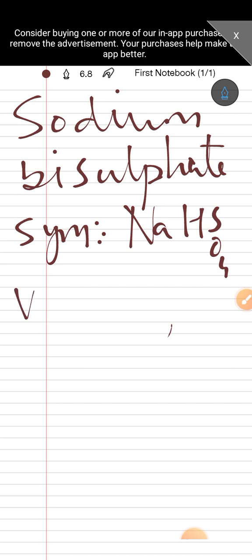Okay, now coming to the valency. What is the valency of sodium? We know it's plus 1, and HSO4 is minus 1. So, it is like this, students.